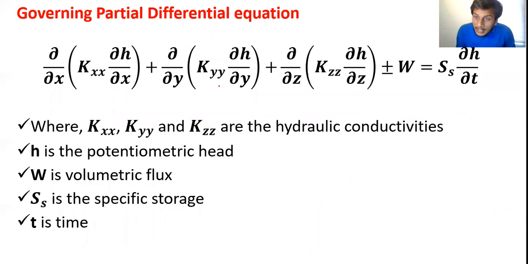So these are the properties. These are very important characteristics to monitor or track groundwater flow, because we need at least some of them. So this is the final governing partial differential equation for groundwater flow, which explains the hydraulic conductivity in the X direction, Y direction, and Z direction, then the volumetric flux, then the specific storage.